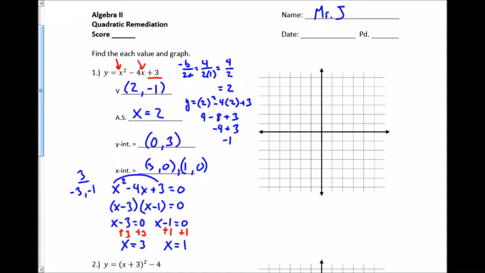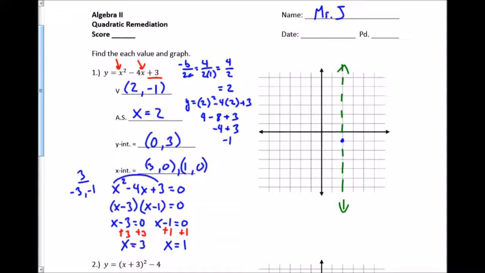So I've got (2, -1). Oh, sorry, I'm a little bit off. There we go. (2, -1) is right here. My axis of symmetry is x equals 2. That's the equation of a vertical line. And I draw it as a dotted line.